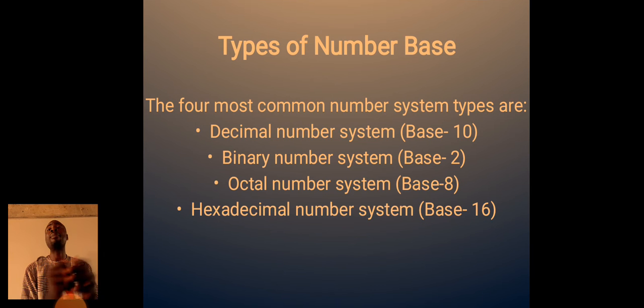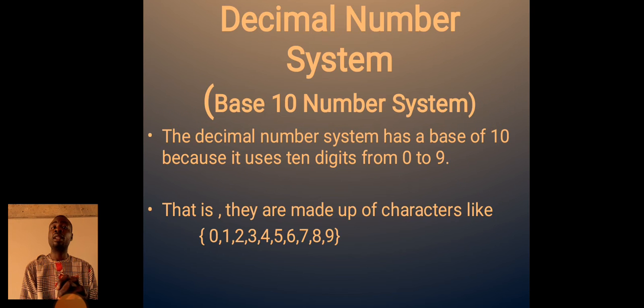Now let's go to the types of number base. There are 4 most common types of number base that we mostly use: the decimal number base system, the binary number base system, the octal number base system, and the hexadecimal number base system. The decimal base system is base 10. The binary base system is base 2. The octal base system is base 8. And the hexadecimal base system is base 16.